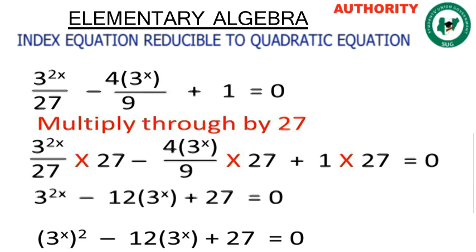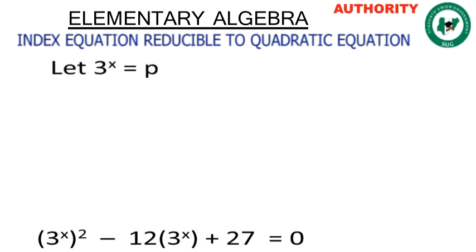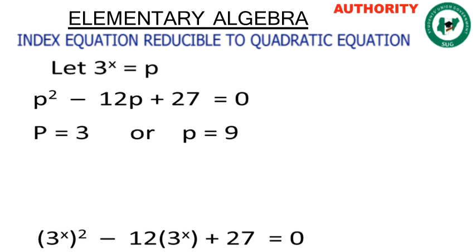Alright? Now let's go. We say let 3 raised to power x equal to p. Let's replace 3 raised to power x with p, okay? Alright, let's see how it will look if you do so. We're going to have p squared minus 12p plus 27 is equal to 0. So when you just replace 3 raised to power x with p in that quadratic equation, it will look like this. That is p squared minus 12p plus 27 is equal to 0.